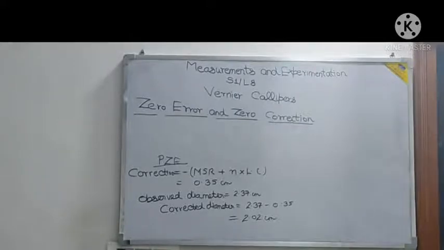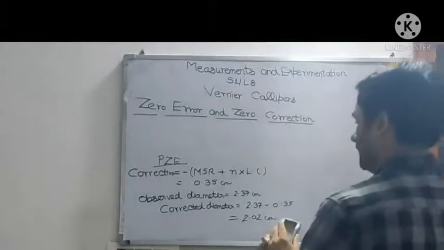The quantity has to be subtracted. So I think this completes the positive zero error. Now negative zero error.